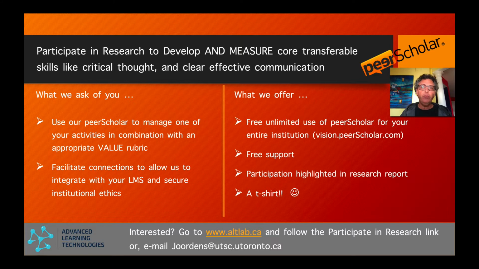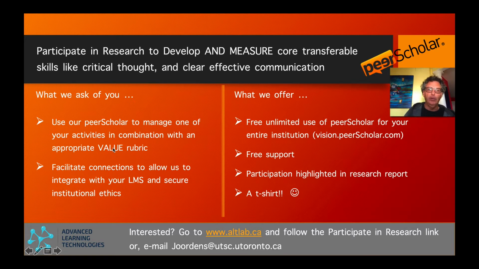Specifically, here's what we ask. If you would like to be part of this research, we will provide you with Peer Scholar and all the support you need to use it. What we would like you to do is take one of your activities, and we're thinking winter 2019 term here, take one of your activities or assignments and provide it within Peer Scholar and ask students to go through that process I outlined. And while they do so, pick the VALUE rubric that most corresponds to your assignment.